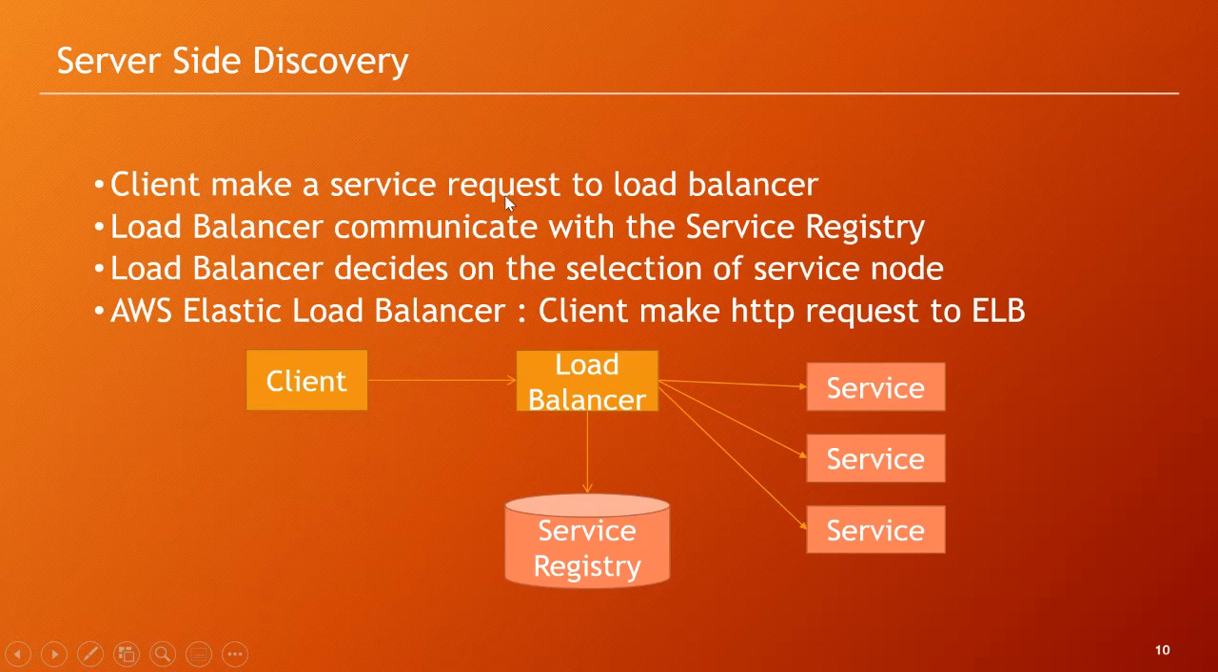After that, we have server side discovery. As I told, there will be a server component, which is a kind of load balancer, which will get the details from the service discovery or service registry, and the client will talk directly to the load balancer instead of talking directly to the service registry. So a third component is required. Here, a load balancer decides which service the client can interact with. AWS Elastic Load Balancer is one very good example of server side load balancing.